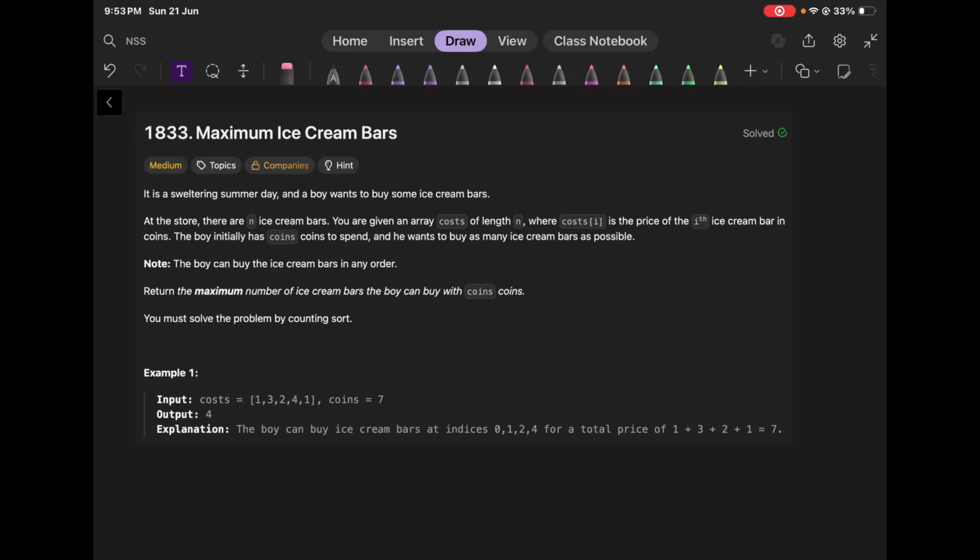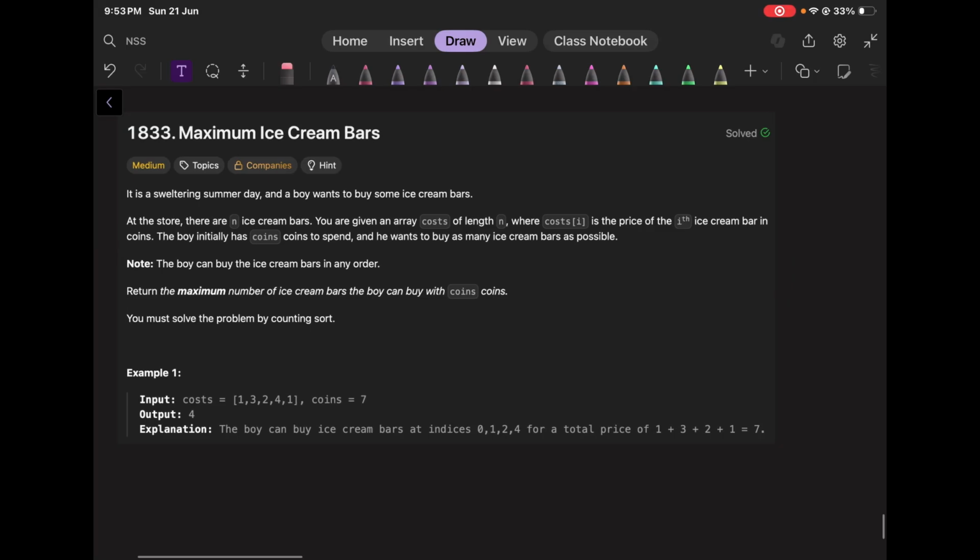So today's question is finding maximum ice cream bars. At a store there are n ice cream bars and we are given the costs array of length n, where costs[i] is the price of the ith ice cream bar. That means my first ice cream bar costs 1 rupee, then 3, then the third ice cream costs 2, followed by 4, then comes 1.